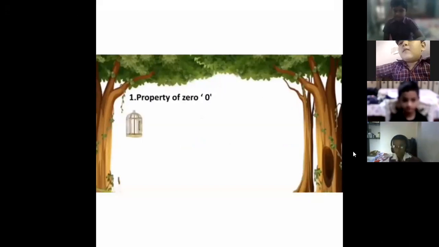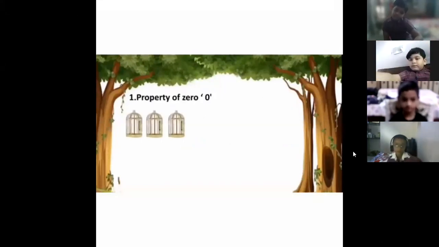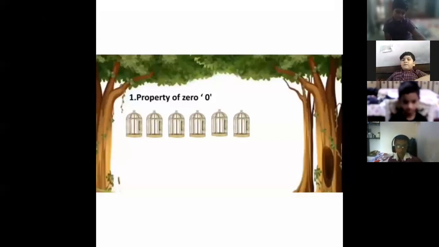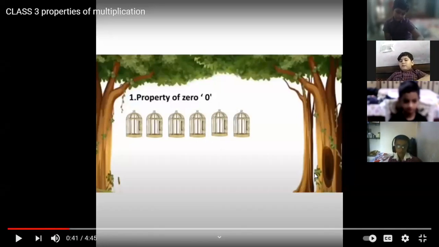Dear students, as we can see, there are 1, 2, 3, 4, 5, 6 cages and nothing is there in these cages. So Krishant, can you tell me how many cages are here? Six. 6 cages are here and nothing is in each cage. Nothing is inside the cages.